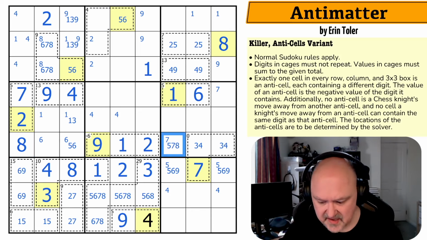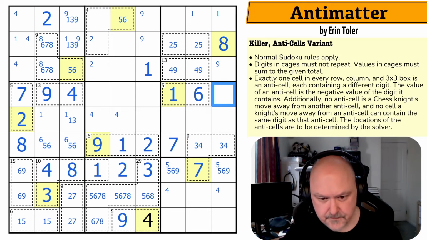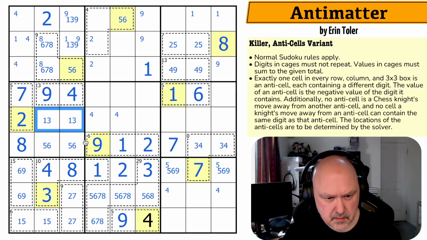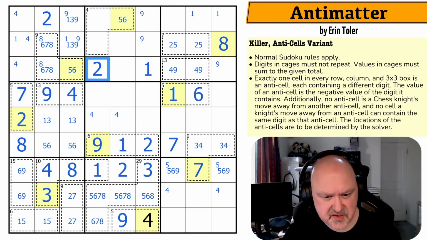Which means this is not an 8. This is 5, 6, or 7. It's not 7. This is a 5-6. This is the 7. This is a 5-6 pair. That digit and that digit are the same. This is a 1-3 pair. The 2-5 looks across saying that's not a 2. This is the 2.